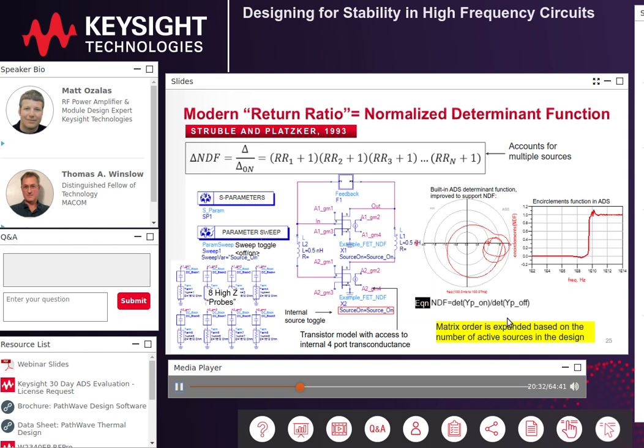Just one note here, in ADS, the built-in determinant function has been improved specifically to support this type of NDF calculation. And there's also a new function that automatically computes encirclements, which makes analyzing normalized determinants and other metrics much easier.